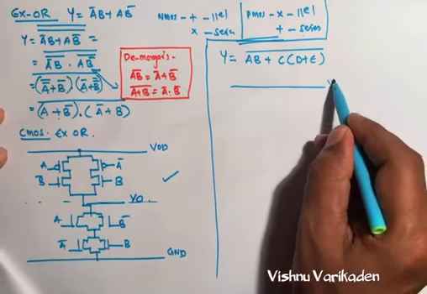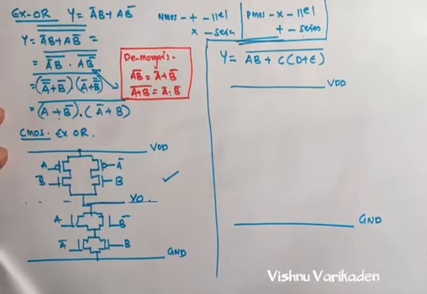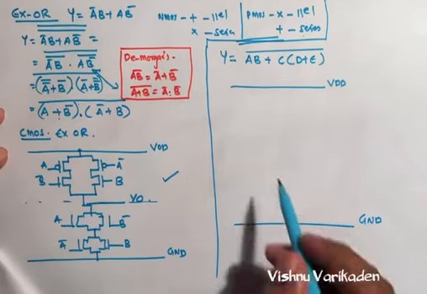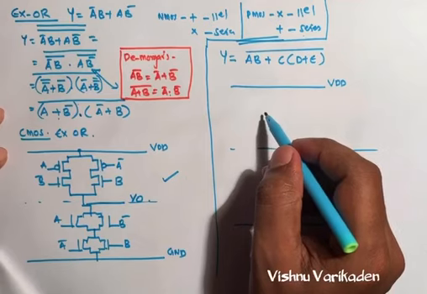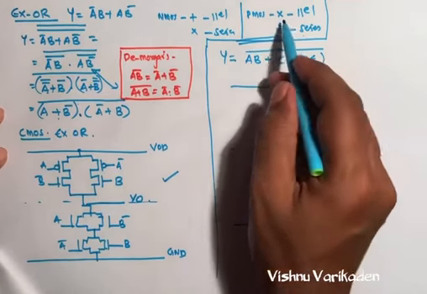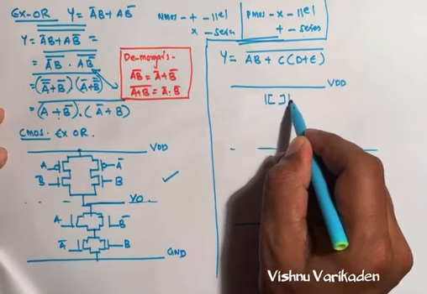multiplication. So there is a VDD here, there is a ground here. So first we will think about the AB. The multiplication is here. So we can make that PMOS parallel. So this one is parallel.